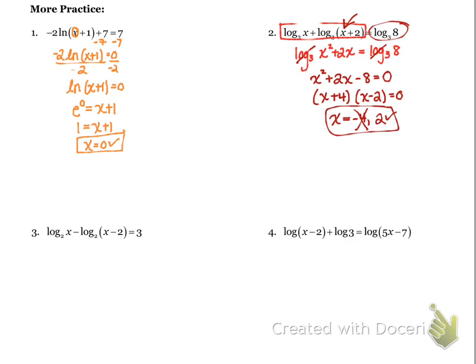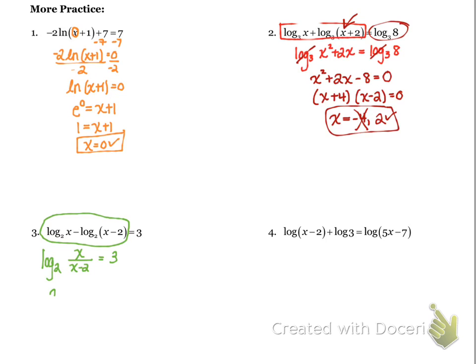Okay, number 3. Again, we have a log on just one side, not on the other, so we're going to end up rewriting. But we have to condense it because we can't rewrite if we have 2 logs on one side. So this is the quotient property. Log base 2 of x divided by x minus 2 equal to 3. So we're going to rewrite it.